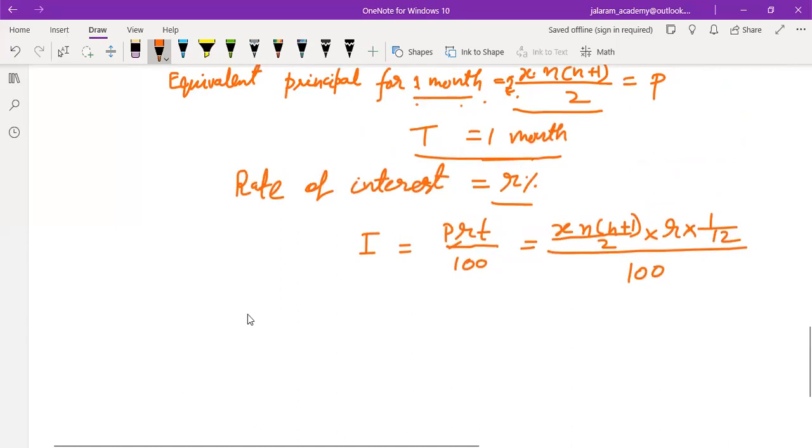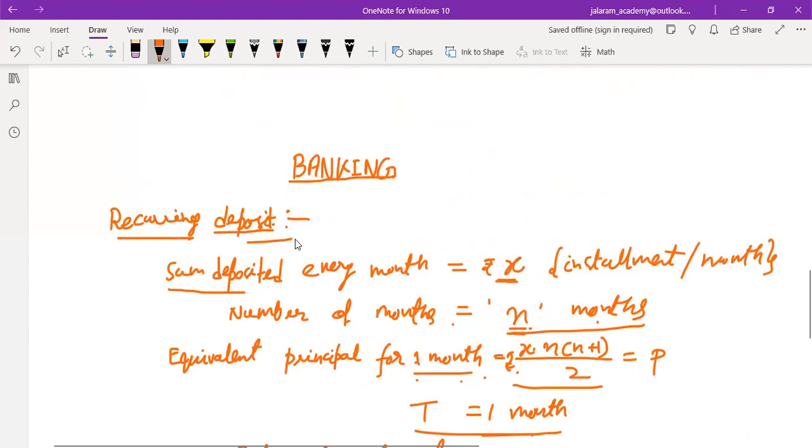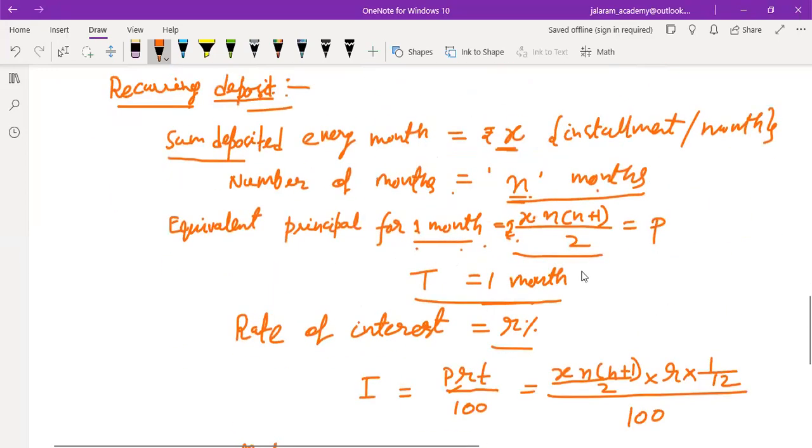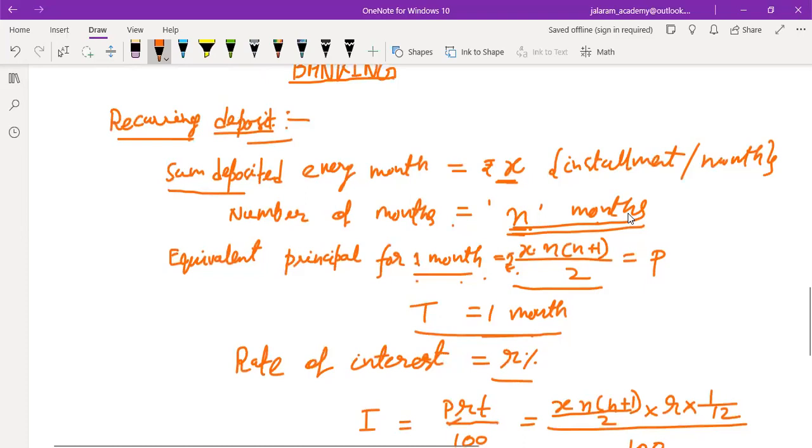So after finding the interest, we can find the maturity amount. Maturity amount means the amount which the person who has opened a recurring deposit account in a bank receives after the completion of these n months.